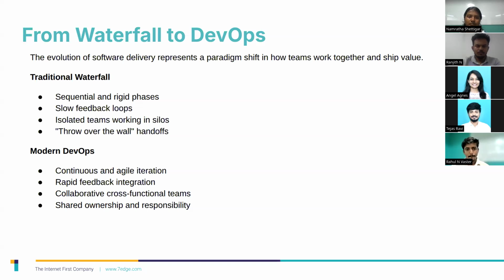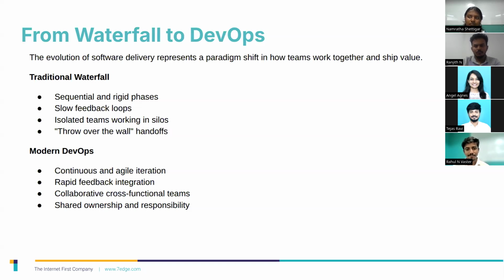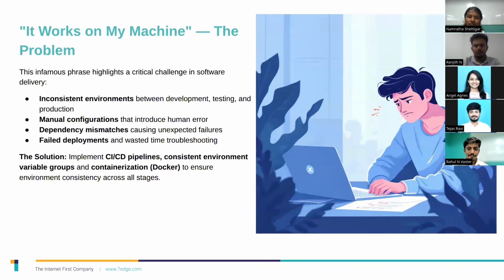That was a wonderful explanation, Rahul. I really like how you highlighted the shift from isolation to collaboration. One thing many people are familiar with is the sentence, "it is not working on my machine." So as DevOps, how can we resolve this issue? Can you tell us about environment consistency, Rahul?